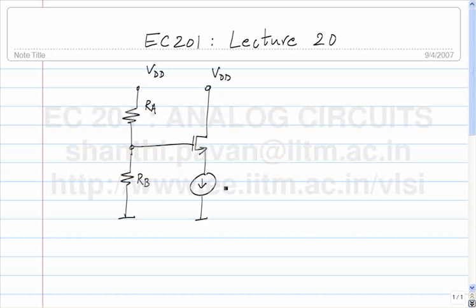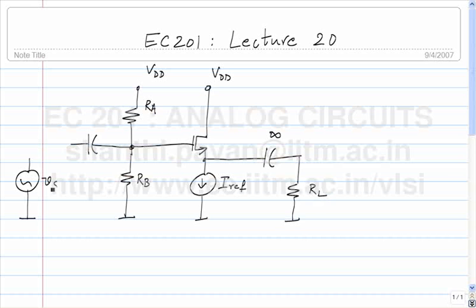What do we call the bias current? IRF. This is an infinite capacitor. There was RL. This is Vs. So this was the schematic of the common drain amplifier that we derived in the last class.